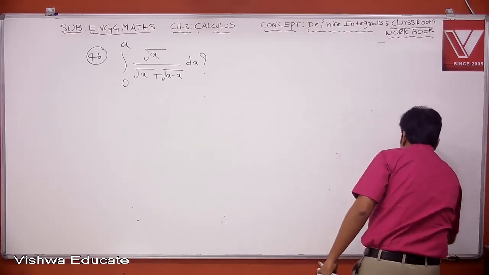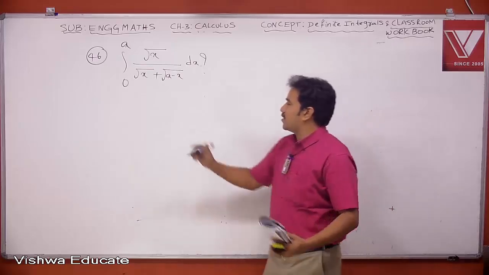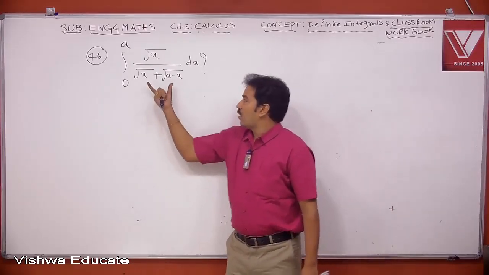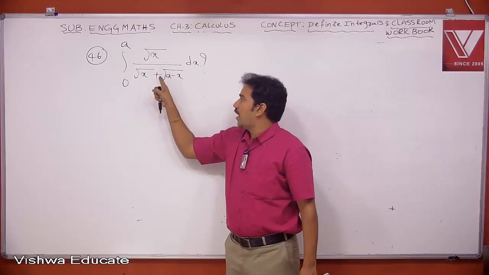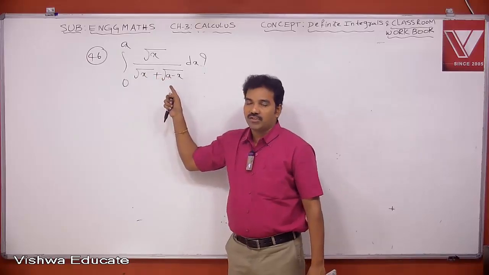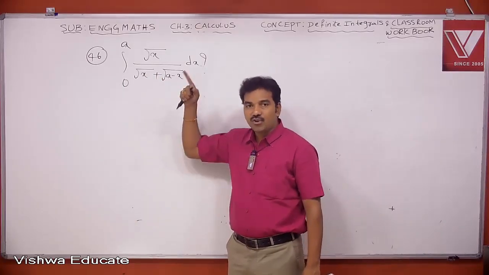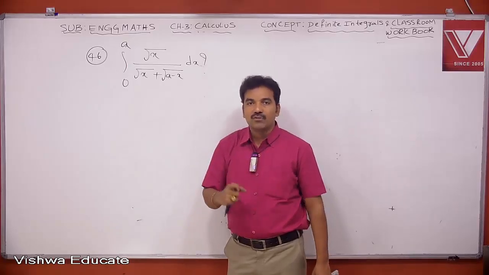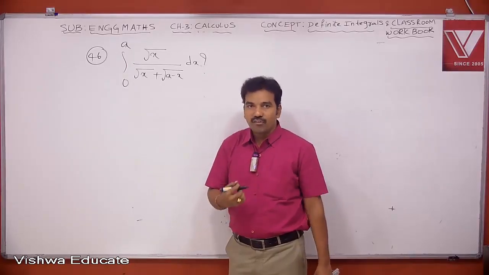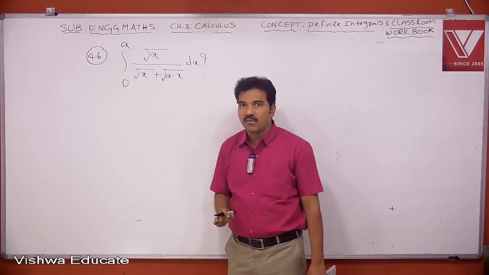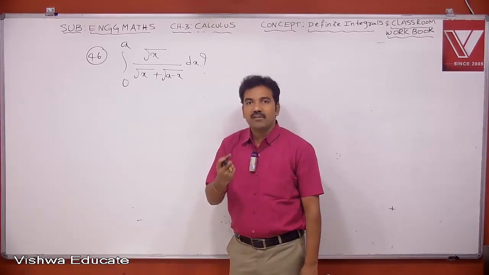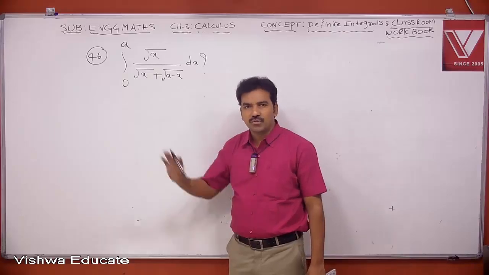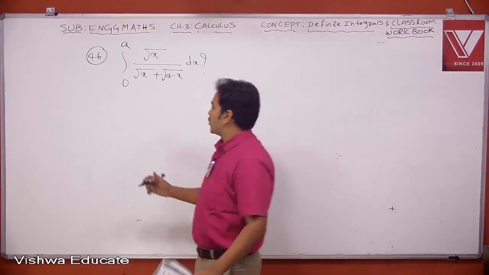In order to simplify this denominator, one choice is to go for rationalization. Its rationalizing factor is square root of x minus square root of a minus x. But when you rationalize this, the numerator will become complicated. The denominator will be simplified, that's okay, but the numerator will be so complicated. So rationalization is not a suitable choice in this case. Okay, now let us see.